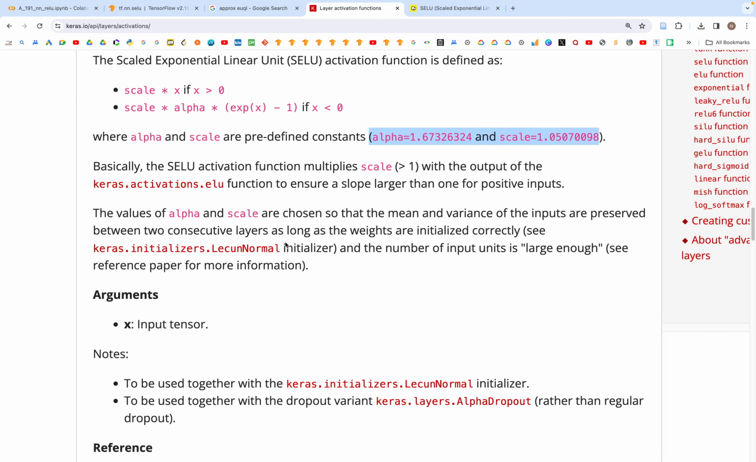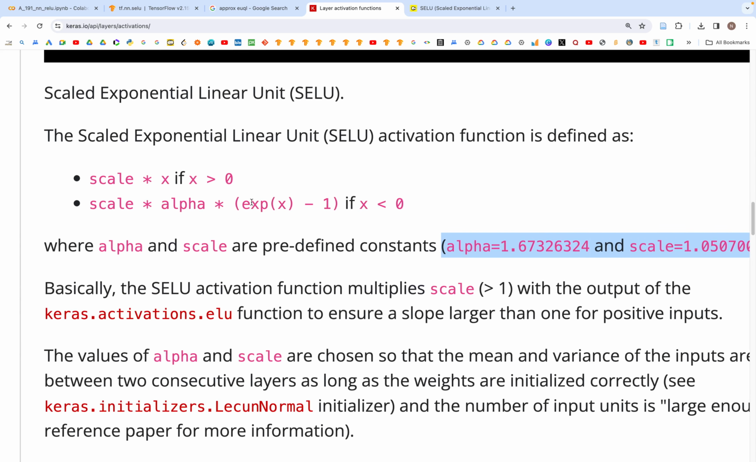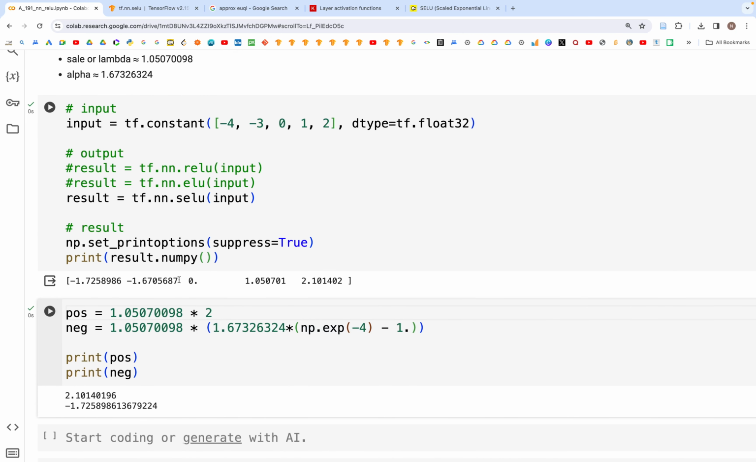If we look in the docs, yeah, here is the equation that we would be using. That's the lambda in TensorFlow, which is the scale. And so when we run this, we get non-zero negative values for negative numbers.